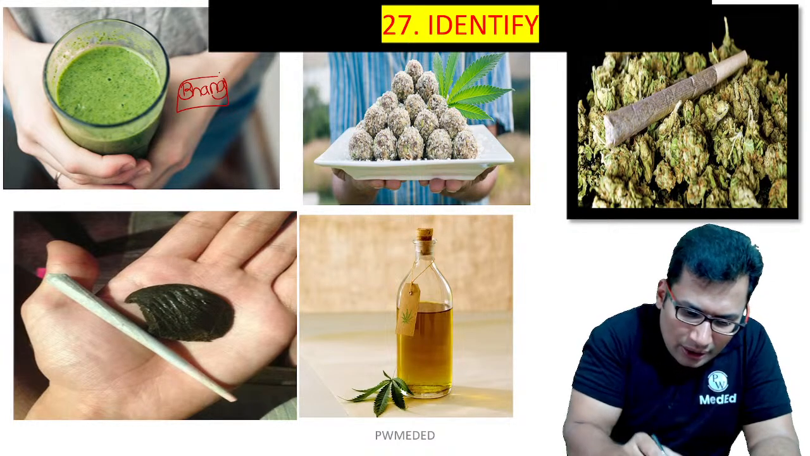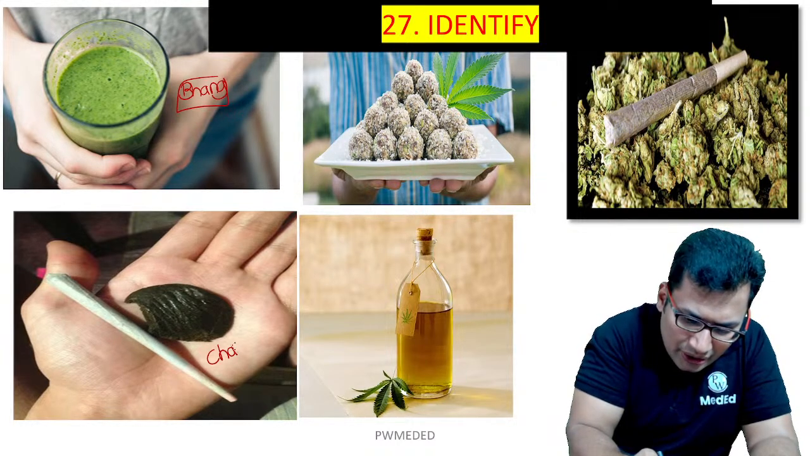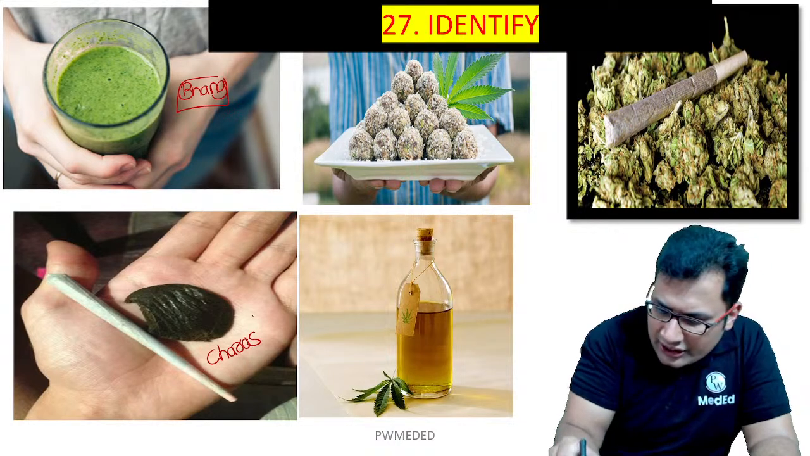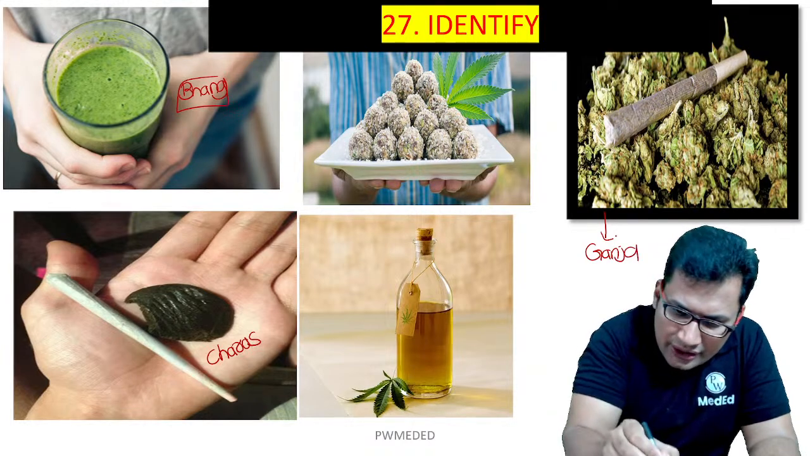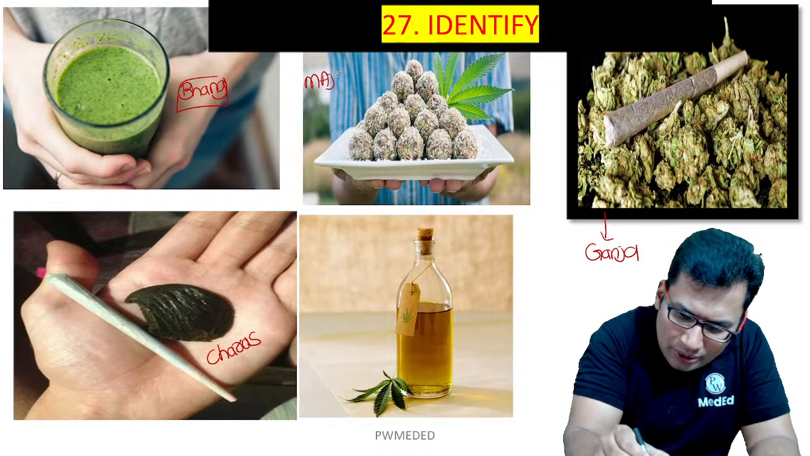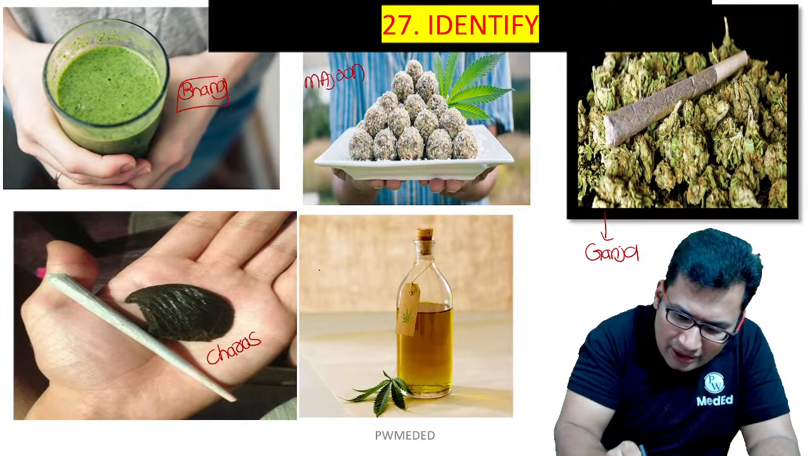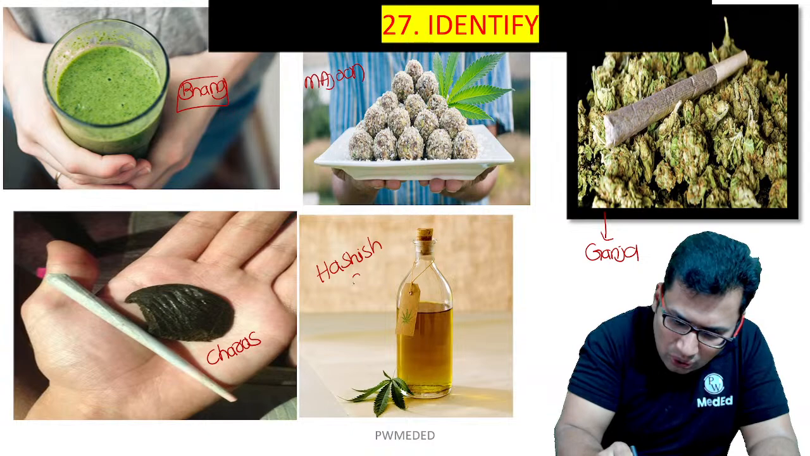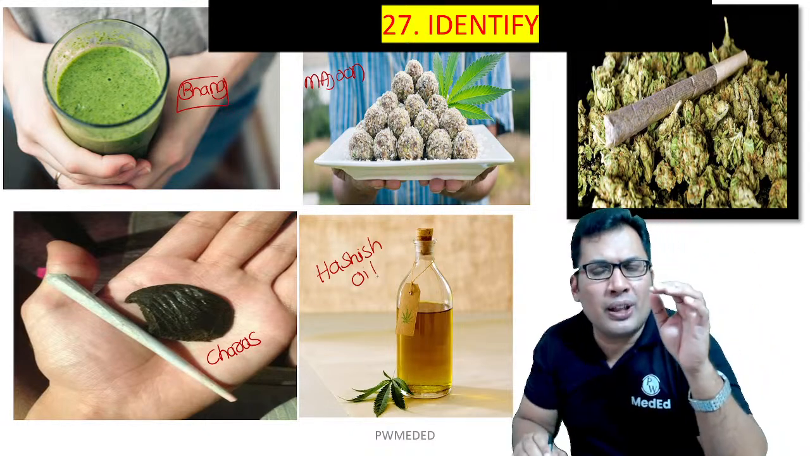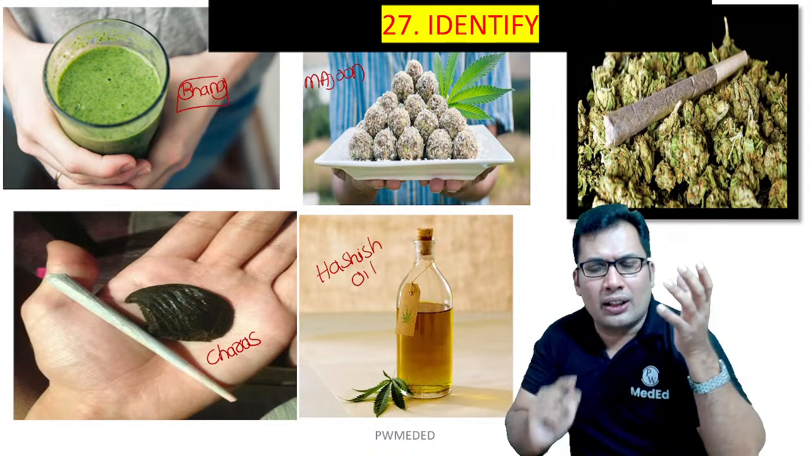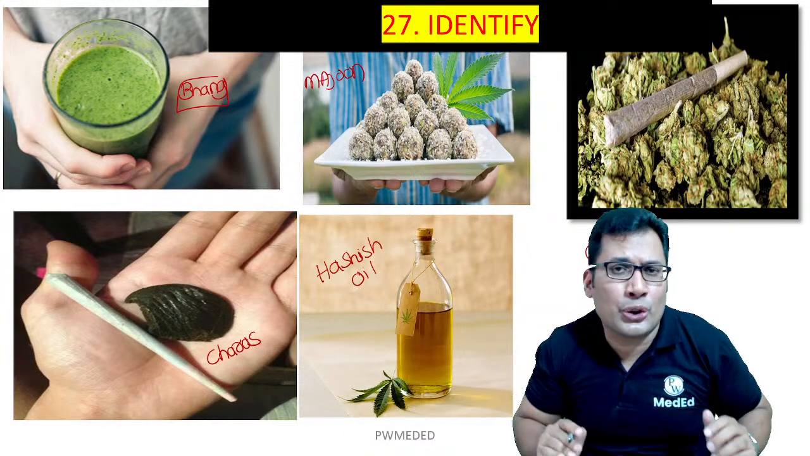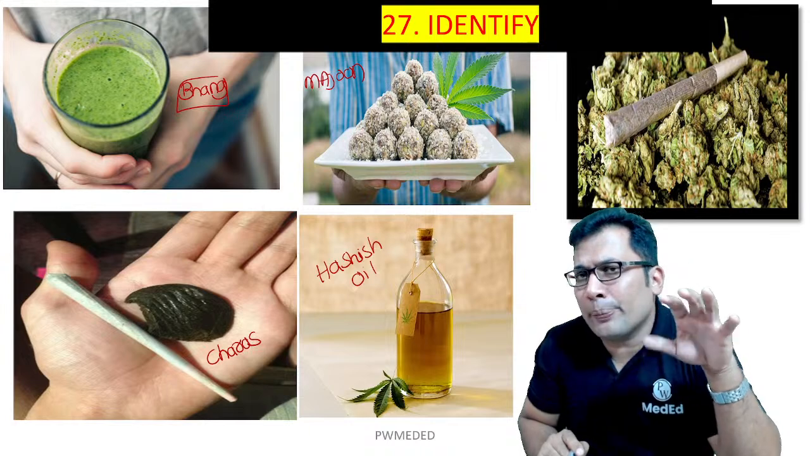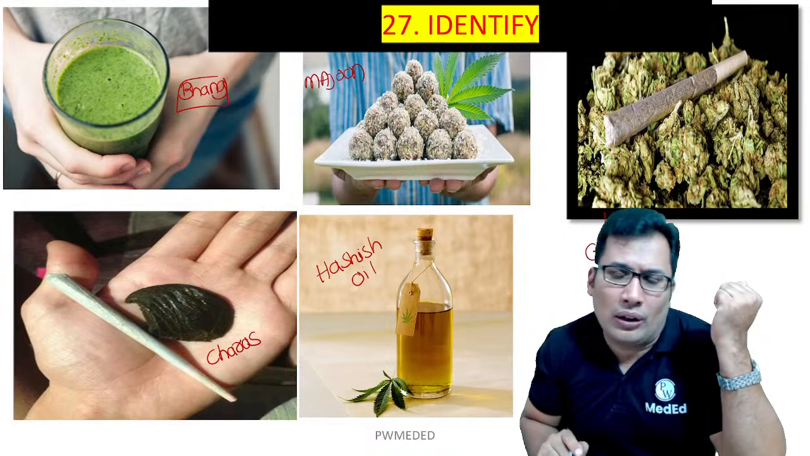Bang. And this is the charas. This is the ganja. This is mazoon. And this is the hashish oil. There are 5 preparations of cannabis. What are they? Bang, ganja, charas, mazoon and hashish oil. The active principle is 9-tetrahydrocannabinol.